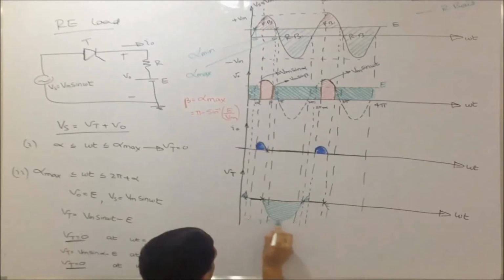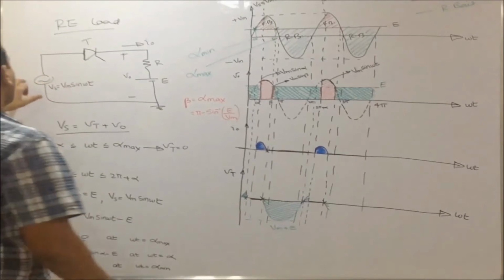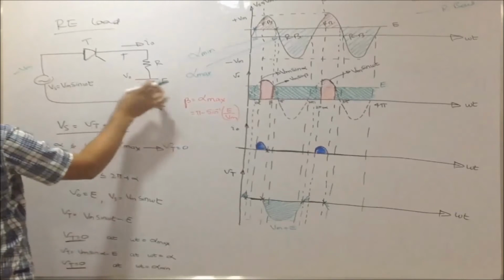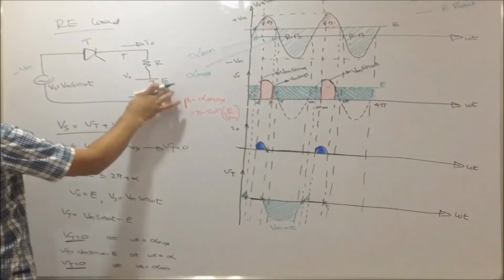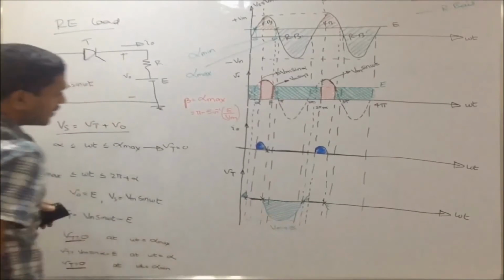What is this peak value? The peak value is Vm plus E. Because the peak corresponds to when I have minus Vm here, and E I already have. So these two add, and then I get the peak reverse voltage.